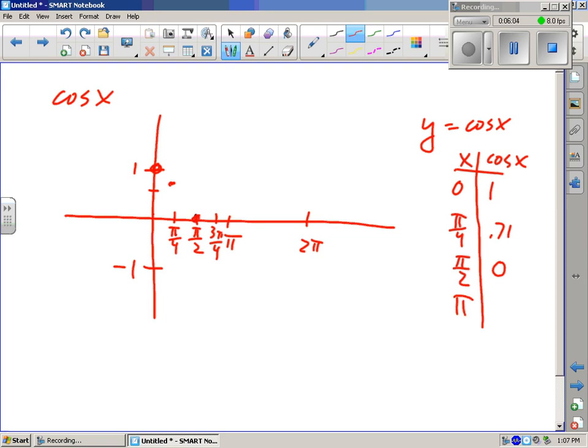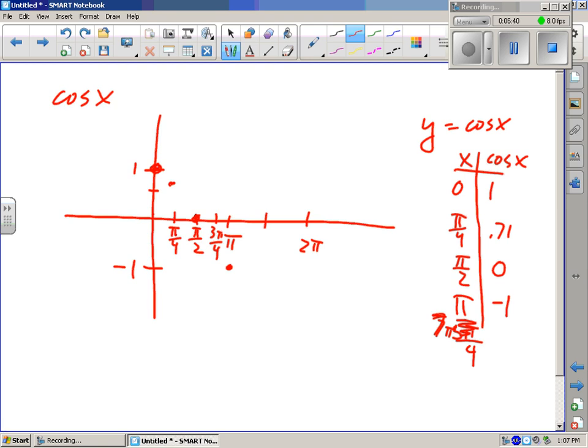What is the cosine of pi? Well, cosine of pi is negative 1. So we go down to negative 1 and put a dot there. Let's do 5 pi over 4. 5 pi over 4 is in the third quadrant. Sorry, let's make that 7 pi over 4. I want to be in that fourth quadrant. So 7 pi over 4 brings you back up.